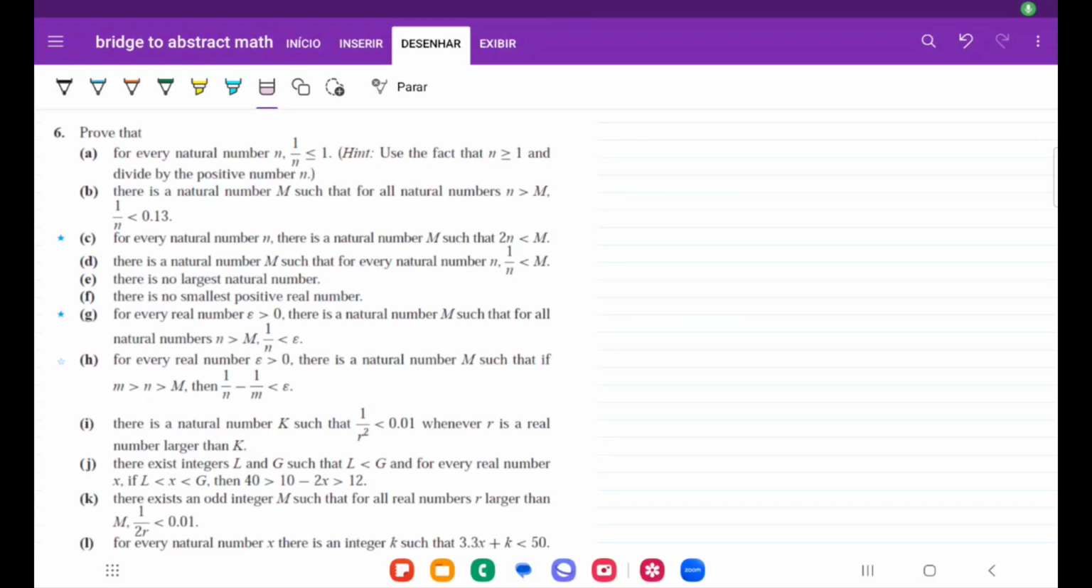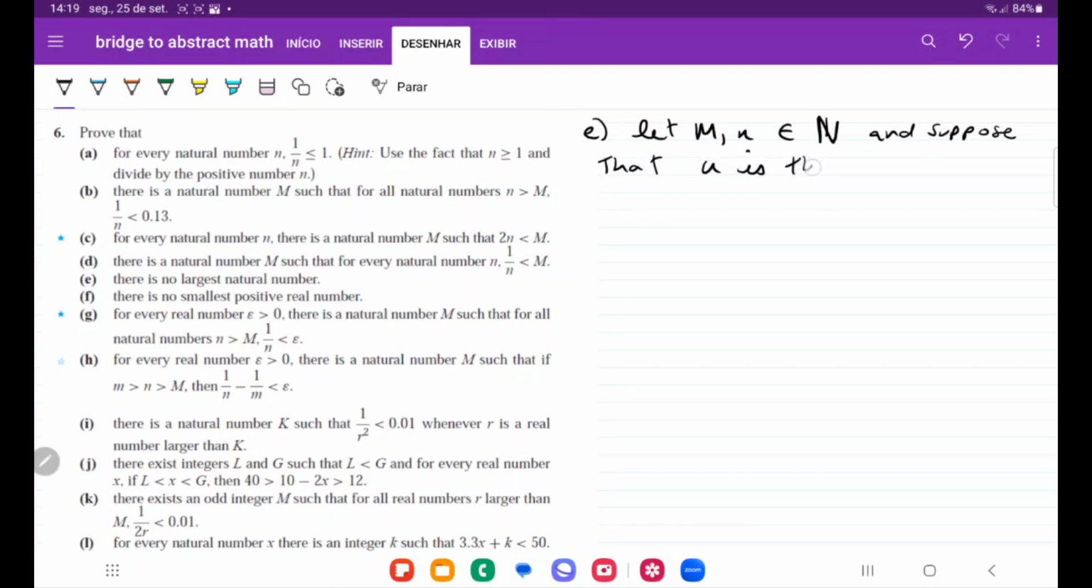So now we're doing item E, which is: there is no largest natural number. What we're going to do here is prove it by contradiction. So for E, we're going to say let m, n belong to the set of natural numbers, and suppose that n is the largest natural number. Once we have supposed this, we're going to say let m be equal to n plus 1, which we can do because n plus 1 is a natural number.